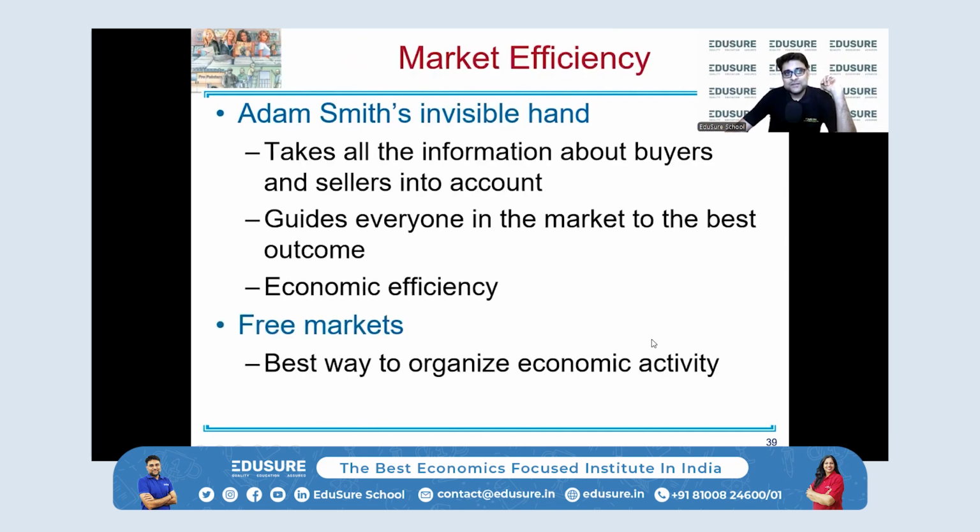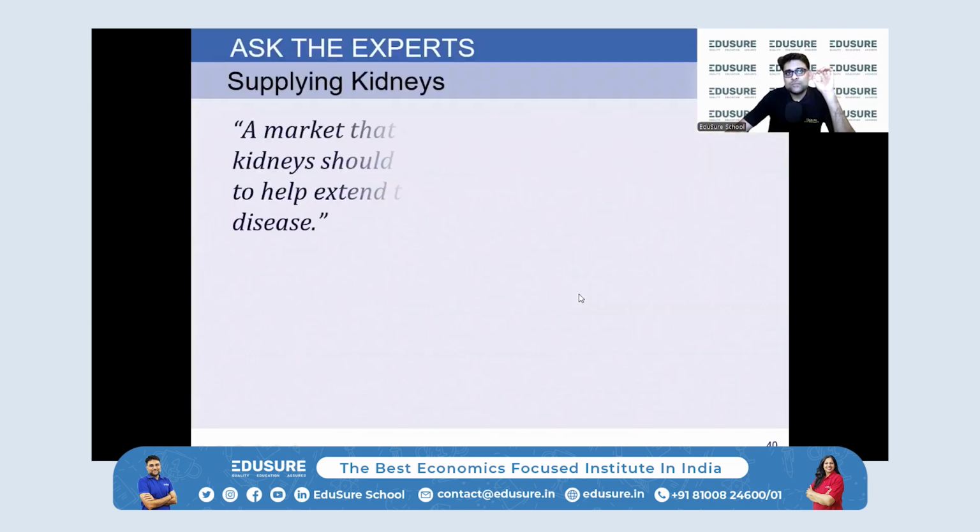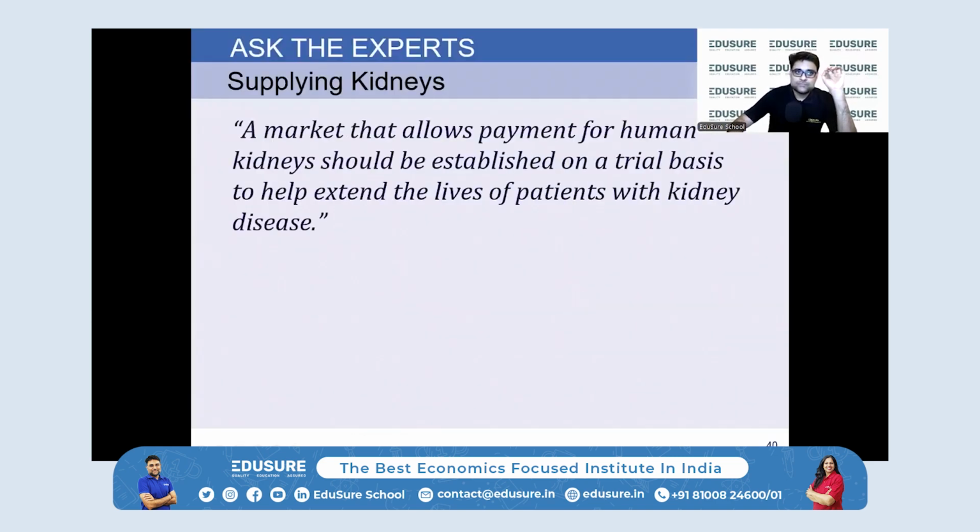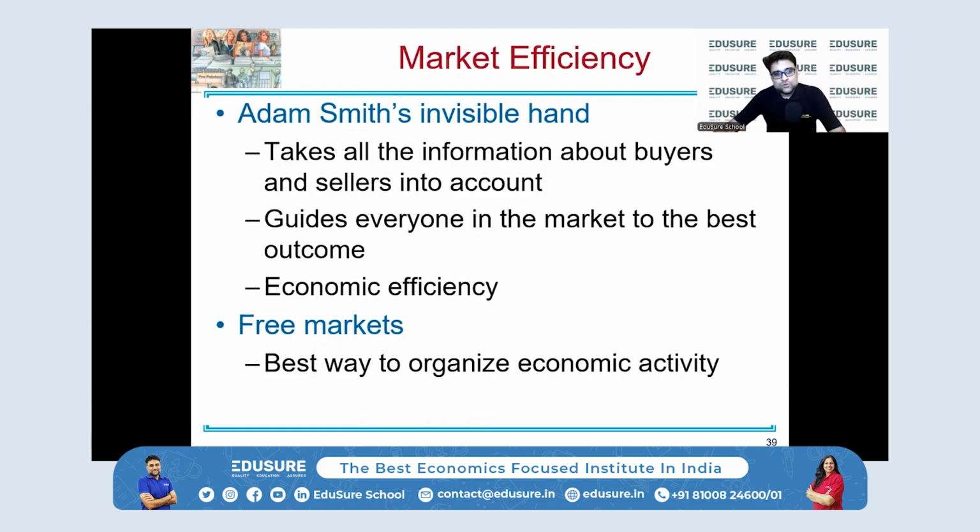Adam Smith's invisible hand basically takes all the information about the buyers and sellers into account, and guides everyone in the market to the best outcome and economic efficiency. Free market is the best way to organize economic activity. Okay, so that's about market efficiency.